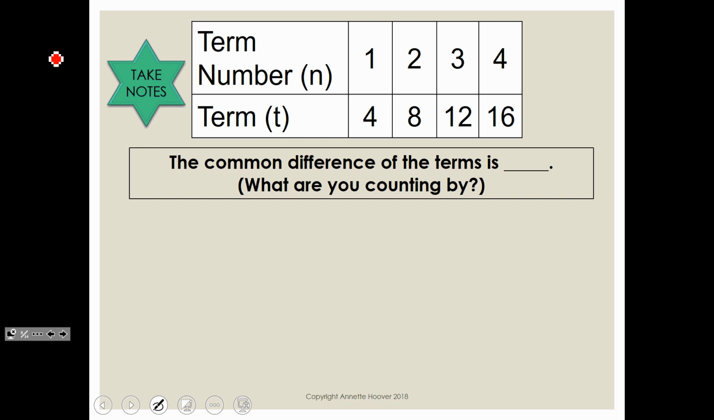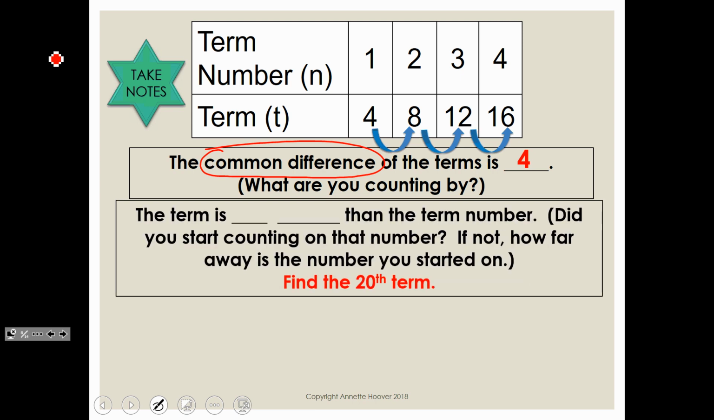Here's another example. If we look up here, we're counting 4, 8, 12, 16. That's adding 4, adding 4, adding 4. So we have a common difference because each time we were adding a 4, which is a positive 4. Then we ask ourselves the question, what are we counting by? We're counting by 4s, but did we start on the number 4? We did. So we do not have to add or subtract anything. So our equation is just simply 4 times whichever number you want. If you want the 20th term in the sequence, you just go 4 times 20, and it would be 80.